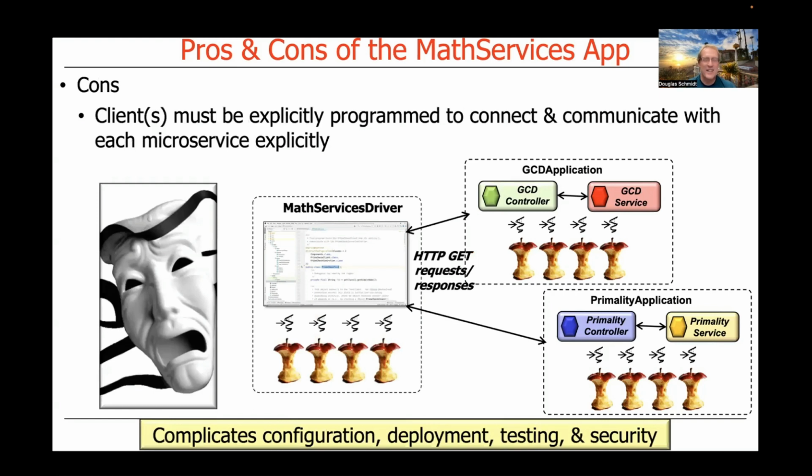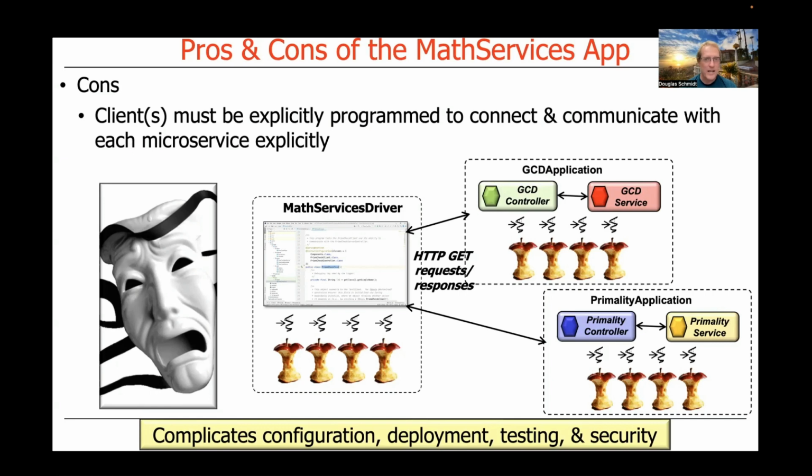Of course, not everything's rainbows and unicorns. One of the downsides is that clients have to be explicitly programmed to connect and communicate with each of these microservices. Now, this is a limitation of this example. The next example we're going to look at next time will remove this limitation by applying something called an API gateway pattern and the very cool Eureka Discovery service. But for now, we aren't going to cover those more advanced topics. We're just going to have two microservices, and that requires the client to know how to talk to each of them. And that approach, without additional help, can complicate configuration and deployment and testing and security.